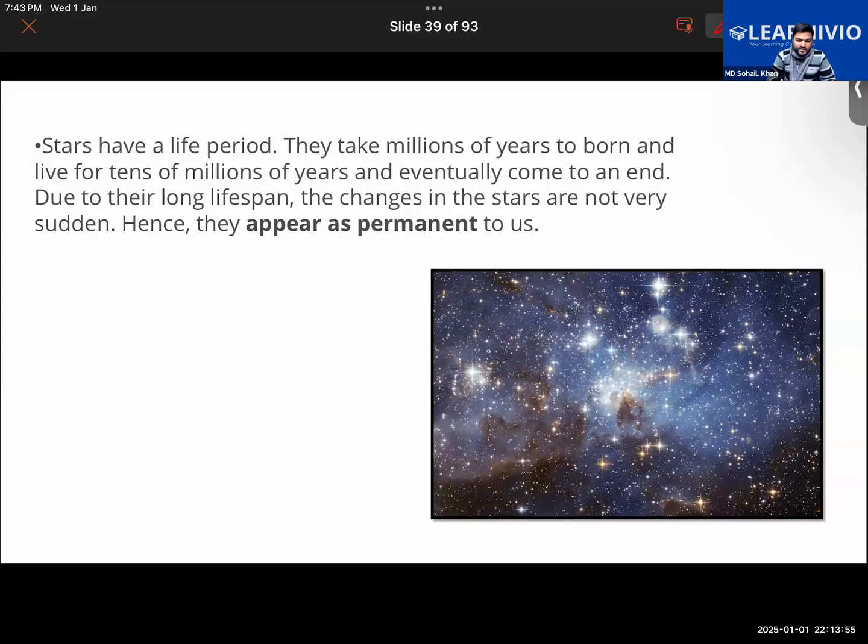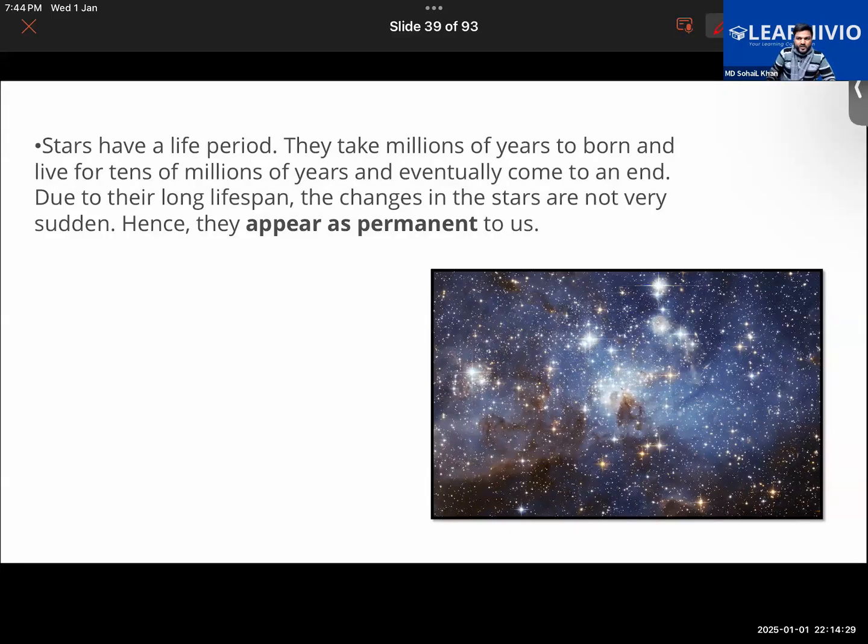Further, we see that due to the long lifespan of the stars, various changes are occurring, and the changes are not very sudden. Like if you were to look at the sun, there's a spot on the sun also, which is basically a storm. Getting it? So you might have seen the sun spots. Just like there are spots on the moon, so there are sun spots also. Dark spots that you see on the surface of the sun, they are sun spots. Okay, that is one thing.